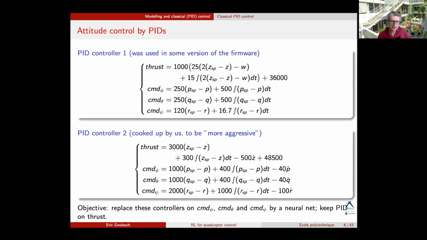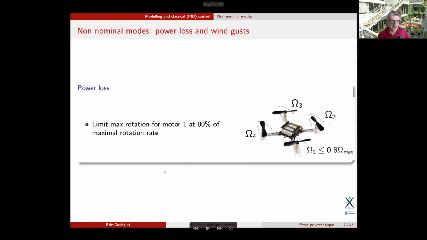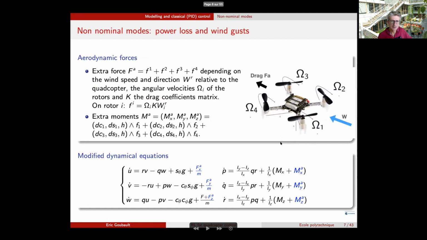Okay, but still we're going to keep the control using a standard PID on thrust. We're just going to try to learn the command phi, command theta, command psi. So nominal mode is kind of obvious. Non-nominal modes will be defined as follows. We're going to saturate the PWM on motor 1 up to 80% at some moment during flight. And the second non-nominal mode will be wind gusts.